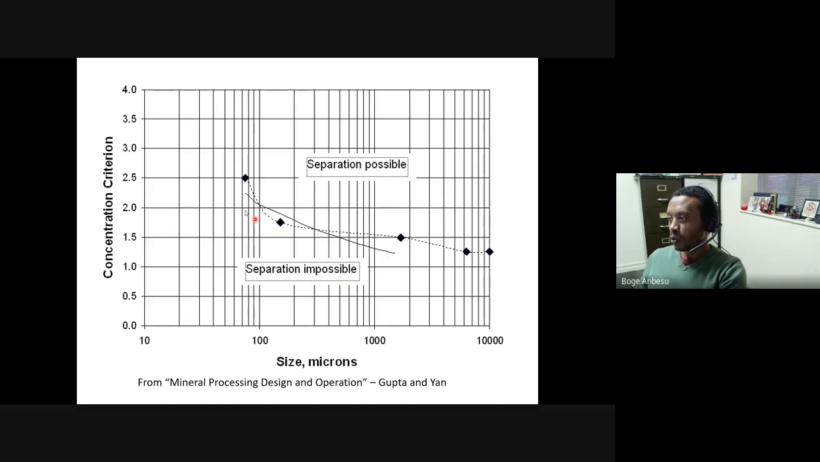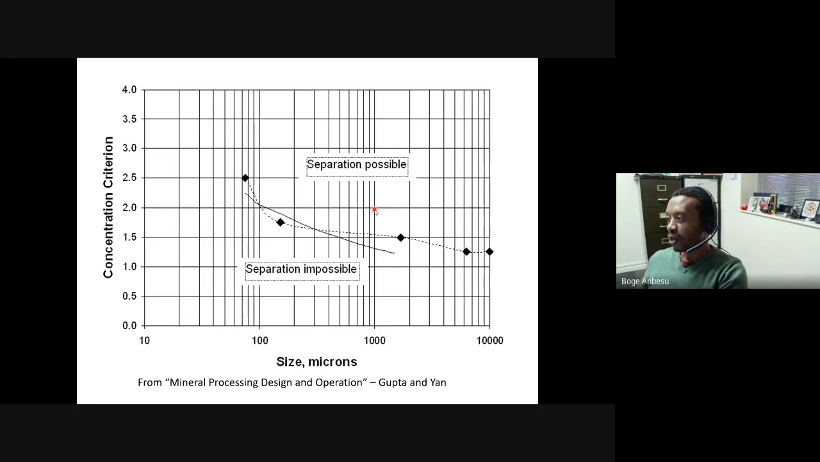So below this line here, it tells us that because the concentration criteria is low, gravity separators usually struggle. Above this line, you have sufficient concentration criteria and combination of size with that, which should give you reasonable separation. So for example, if I was dealing with particles that are 1 millimeter in size or 1000 microns, and I work out the concentration criteria to be somewhere around 2, so around this point here, it tells me that gravity separators should work well.